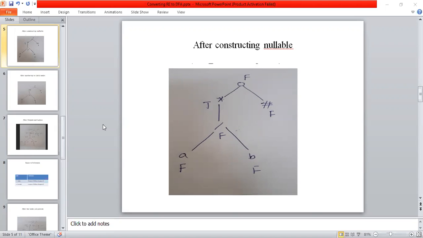In the previous video, we constructed the nullable positions for the given syntax tree. Now, I'm constructing the first position and last position for the given nodes. Before going to the first position and last position, first of all, give numberings to the child nodes, or the nodes, in the syntax tree.